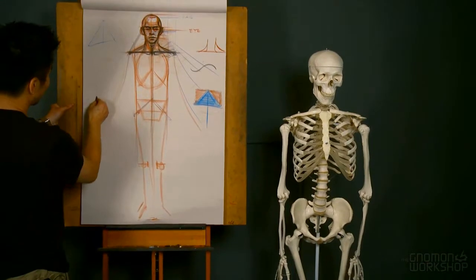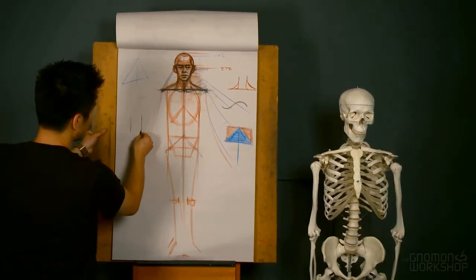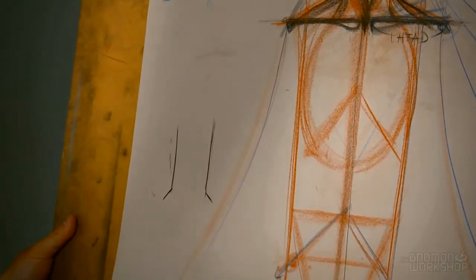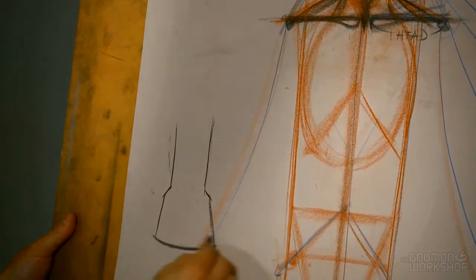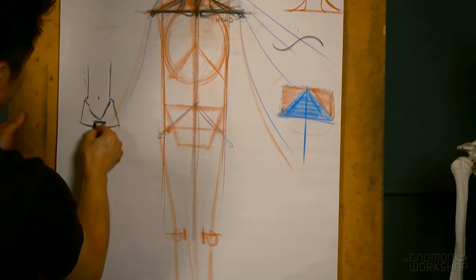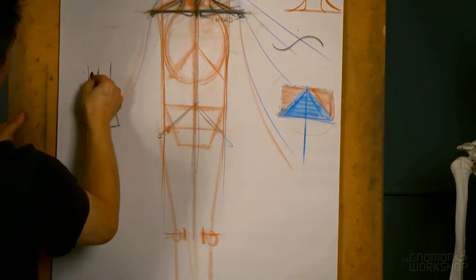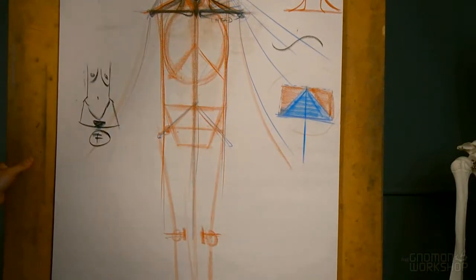For female, usually the rib cage comes down, and when it hits the waist area, it angles out like this, and then the pelvis is going to turn into a skirt shape like this. That's a typical female body shape.